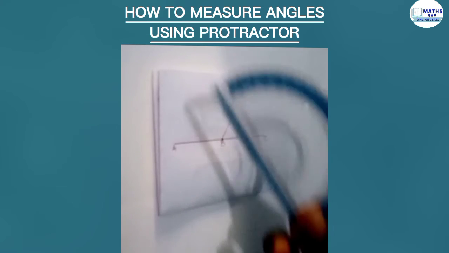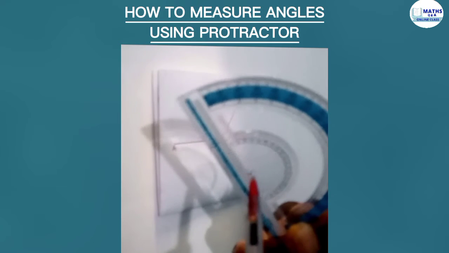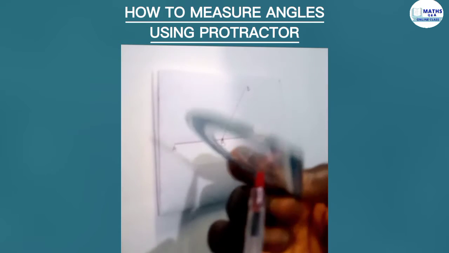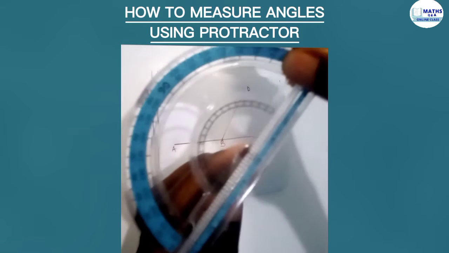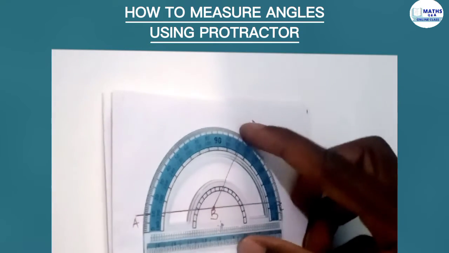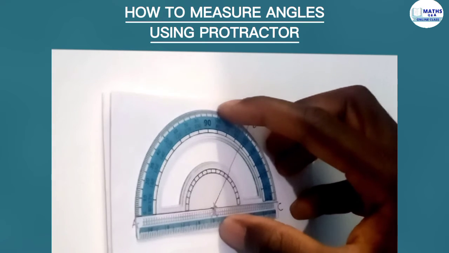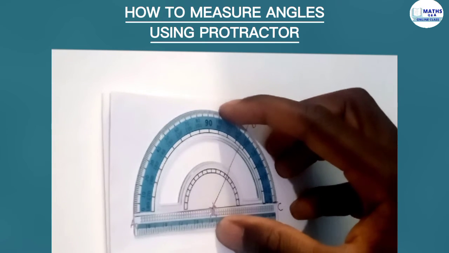So let's look at this protractor, and then we have the hole here, right? We have the hole here. So this is the hole that we are talking about. Okay, good. So at the center of the protractor, you put it at the point where the two lines meet to form the angle.